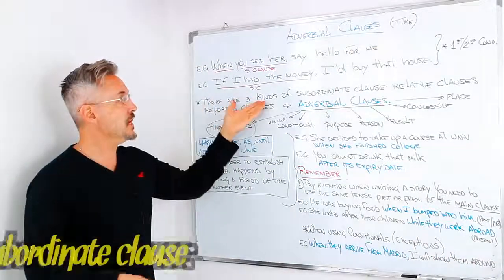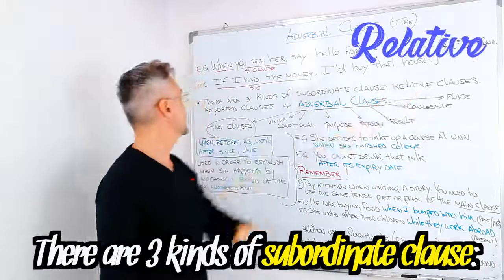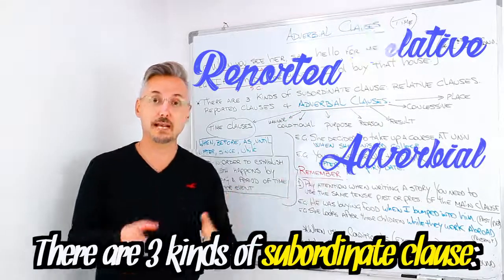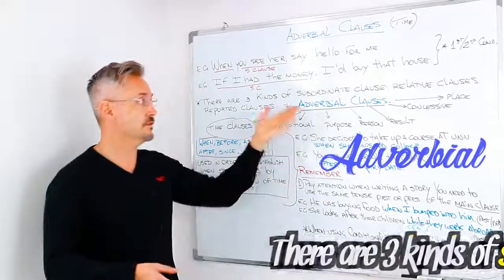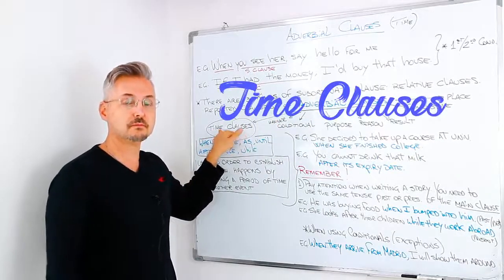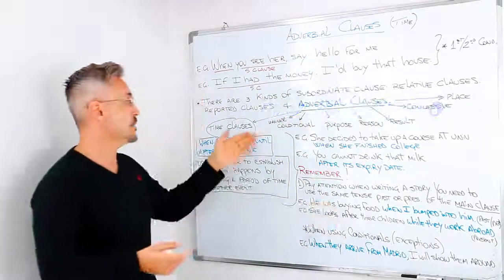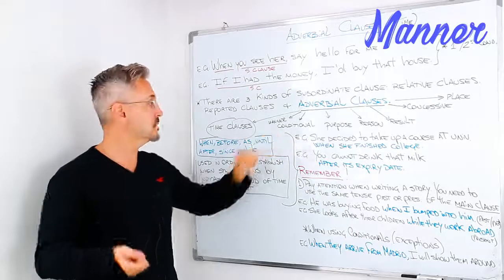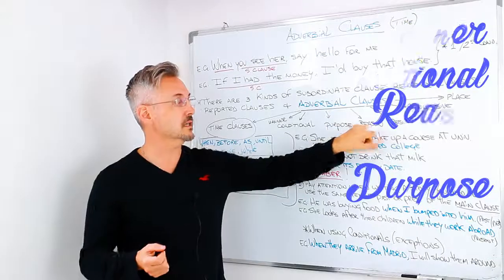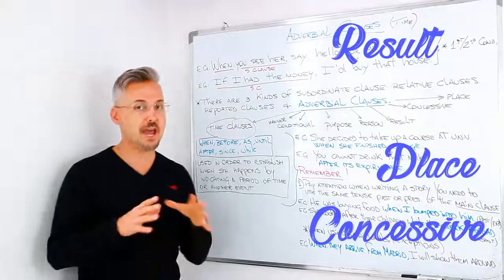However, there are 3 kinds of subordinate clause: relative clauses, reported clauses, and adverbial clauses. In this lesson, I'm going to talk about adverbial clauses, in this case, time clauses, because there are 8 types of adverbial clauses. So we have manner clauses, we have conditional clauses, purpose, reason, result, concessive, and place. There are 8, so many.